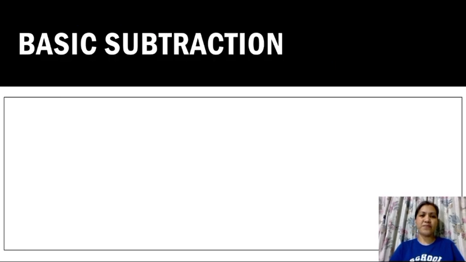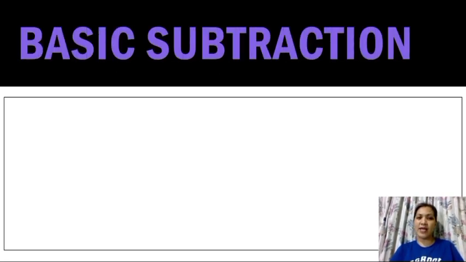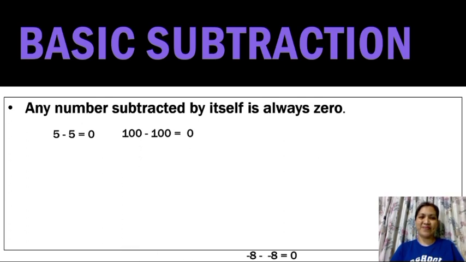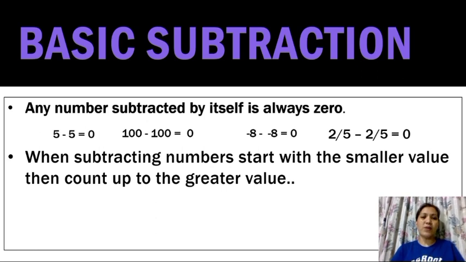Next, basic subtraction. So, dito sa basic subtraction, ang dapat natin i-consider na basic concept niya ay, syempre, any number subtracted by itself is always 0. Then, another concept: when subtracting numbers, start with a smaller value, then count up to the greater value. Again, remember that ang opposite ng addition ay subtraction. So, i-reverse lang natin yung ating technique kanina na tinuro ko sa addition.